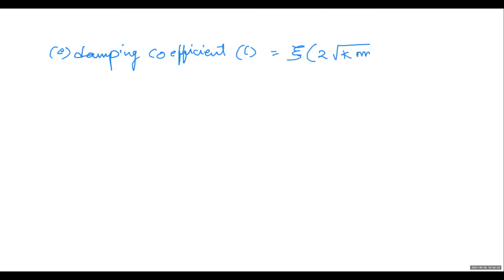So here in this one, the next point is what we have to calculate. Next one is the damping coefficient. Here it is indicated with C, and this formula is given as C equals xi of 2 root over K M. From this you can calculate the xi values and the other values.